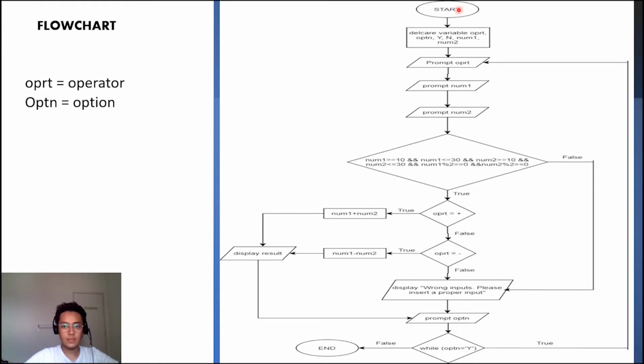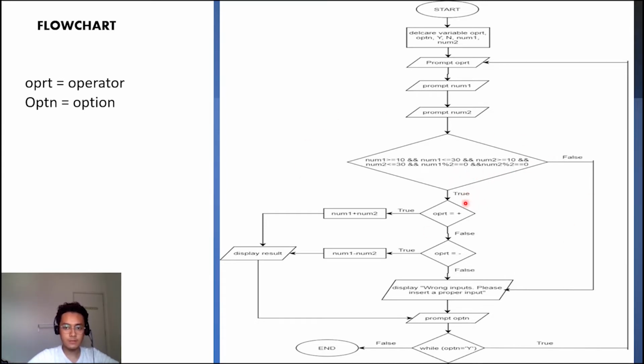The program will start and then declare variables OPRT, OPTN, y, num1 and num2, and then the values will be read from OPRT, num1 and num2. Then make a decision: num1 is more than or equal to 10 and less than or equal to 30, and num2 is more than or equal to 10 and less than or equal to 30, and num1 and num2 will be divided by 2 to get an even number.